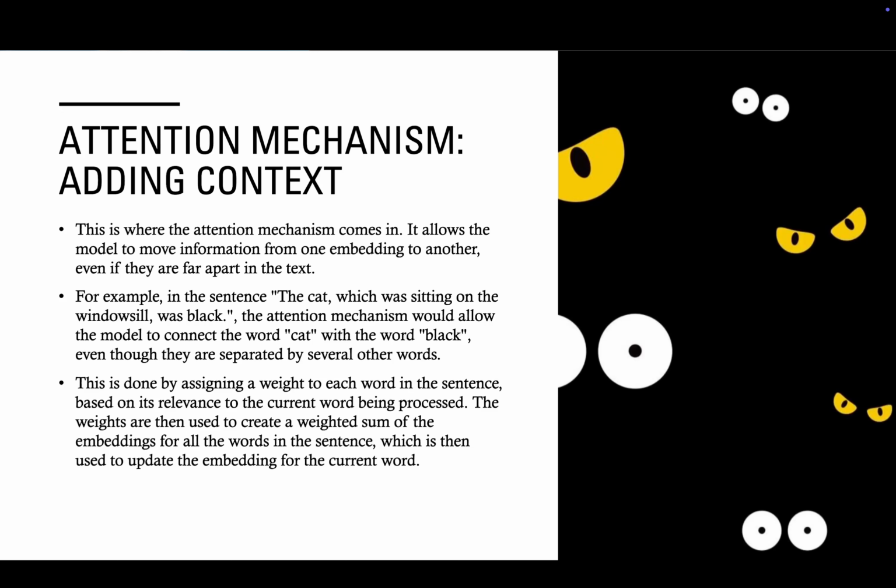This is done by assigning a weight to each word in the sentence, based on its relevance to the current word being processed. The weights are then used to create a weighted sum of the embeddings for all the words in the sentence, which is then used to update the embedding for the current word. Essentially, this just gives us context of an entire sentence based on individual words.